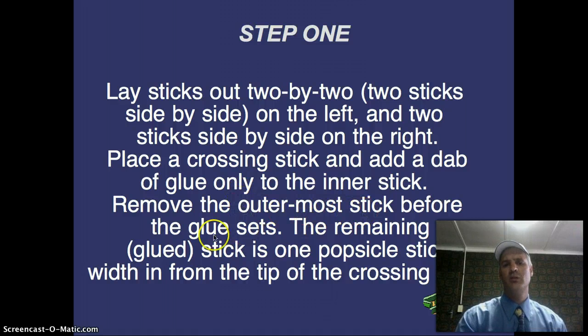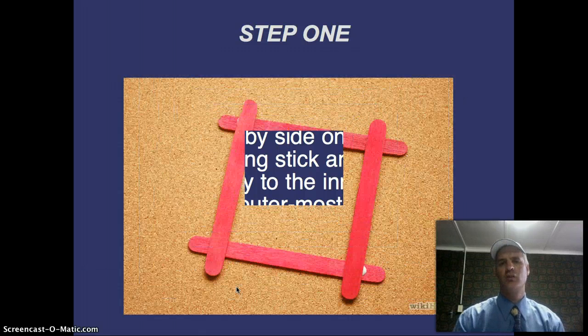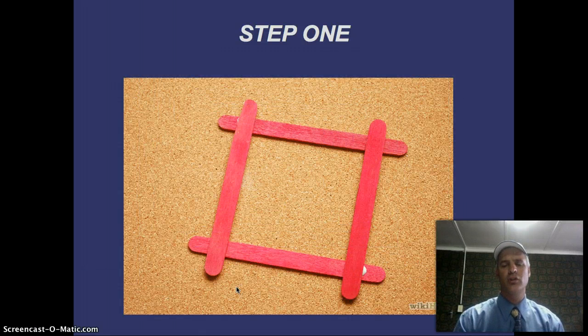Remove the outermost stick before the glue sets. The remaining stick is 1 popsicle stick width in from the tip of the crossing stick. Okay, if you don't understand that, there's a picture for you to help you. Very straightforward. Ice cream sticks, 4 braces. There they've been painted specific colors.